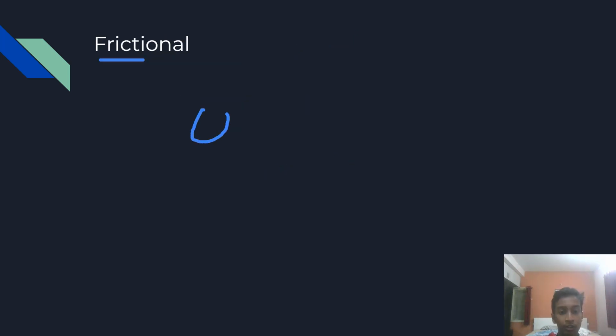A ball moving on the ground comes to a stop on its own because of frictional force. The force which slows down a moving object is known as frictional force. The direction of this force is opposite to the direction of motion. The force that opposes motion when two substances come in contact is known as frictional force.